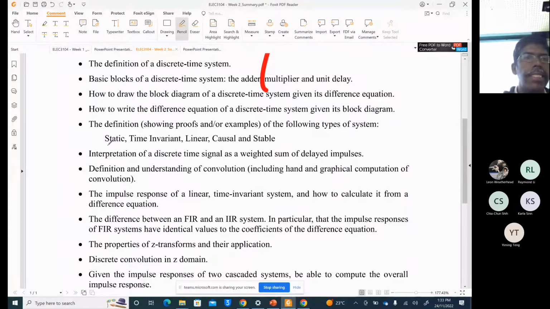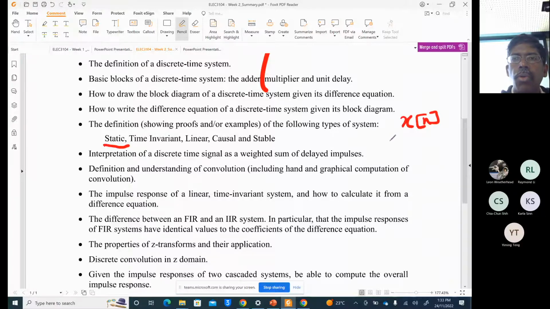four categories. One is static. Static means you don't have any memory element. So it has to be only x[n]. There shouldn't be any x[n+1] or x[n-1]. That is static. And time invariant and linear system, I'll come back to later.